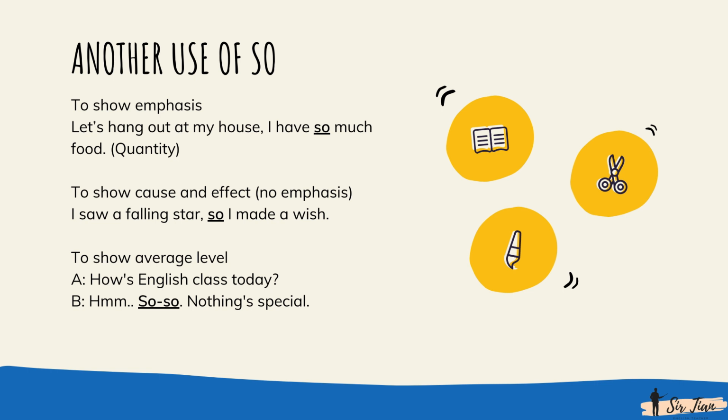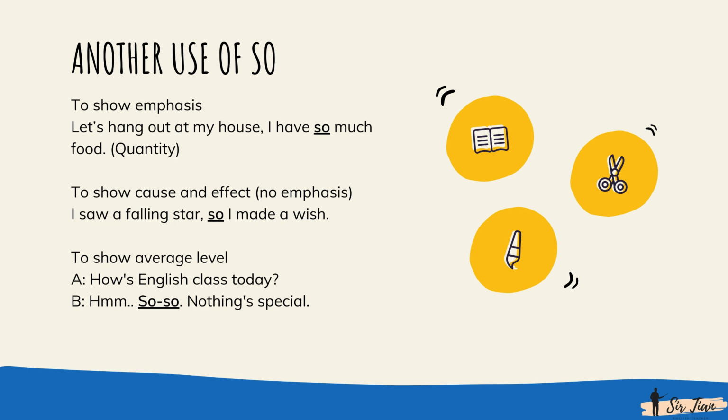First, so can be used to show emphasis. Let's hang out at my house. I have so much food. The use of so gives emphasis on quantity rather than quality. Or to show cause and effect but with no emphasis. I saw a falling star, so I made a wish.